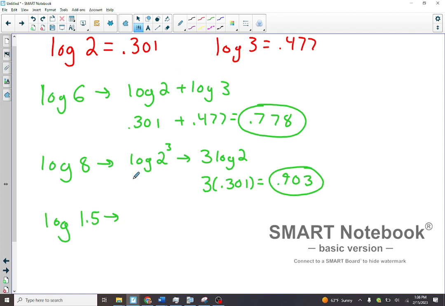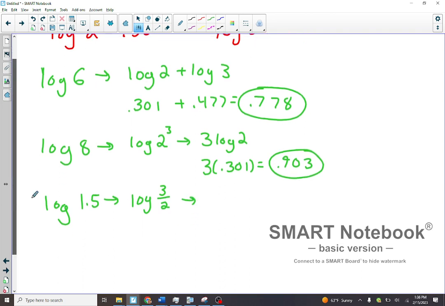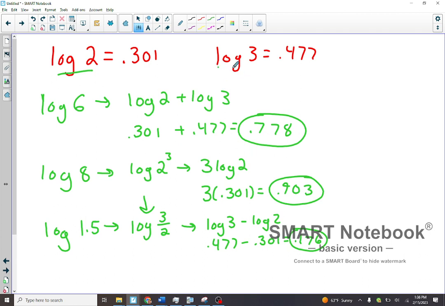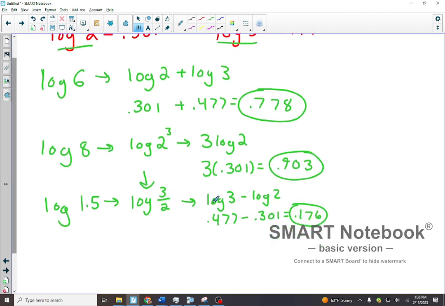Well, I have no clue how to get 1.5, so maybe I should change it to a fraction. So that's log 3 over 2. Wait a second. I know what to do with log 3 over 2: log 3 minus log 2. I know what log 3 is, 0.477, minus log 2, which is 0.301. Subtract that. That is going to be 0.176. Wait, why don't I do 0.477 over 0.301? That's when it's inside the same log. I don't know what log 3 over 2 is. I only know what log 2 is by itself and log 3 is by itself. So I have to rewrite it as log 3 minus log 2 in order to use those two terms.